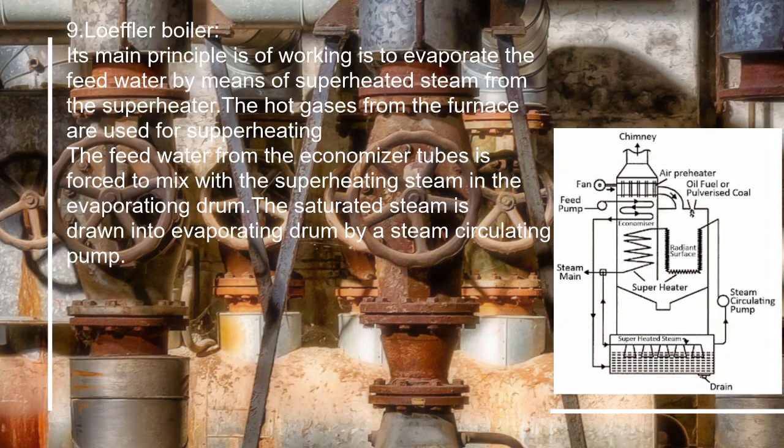Next example is the Loeffler boiler. Its main principle of working is to evaporate the feed water by means of superheated steam from the superheater. The hot gases from the furnace are used for superheating. The feed water from the economizer tube is forced to mix with superheated steam in the evaporating drum. The saturated steam thus formed is drawn from the evaporating drum by a steam circulating pump.